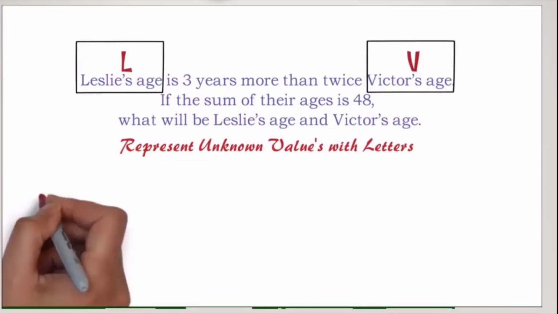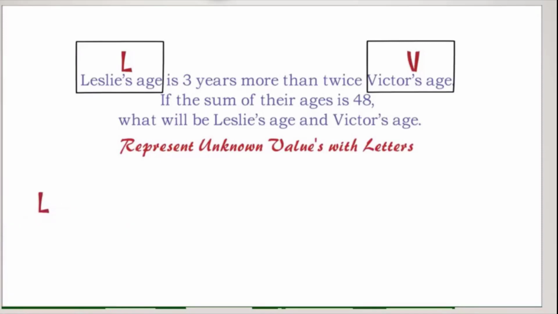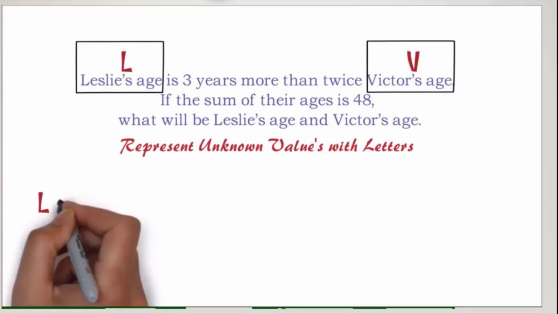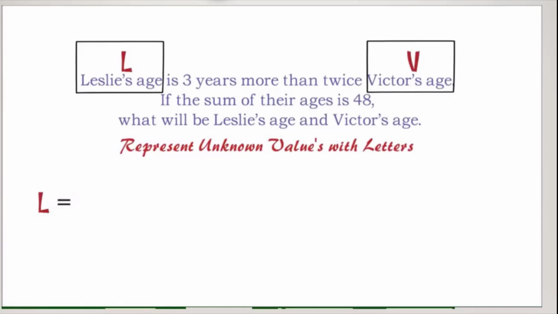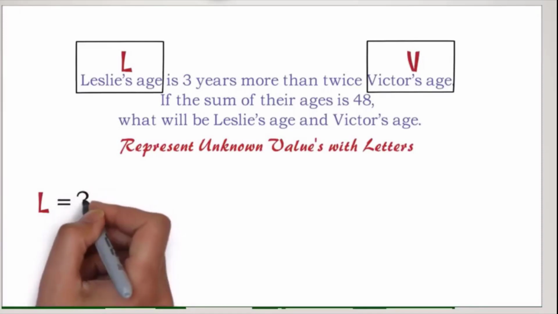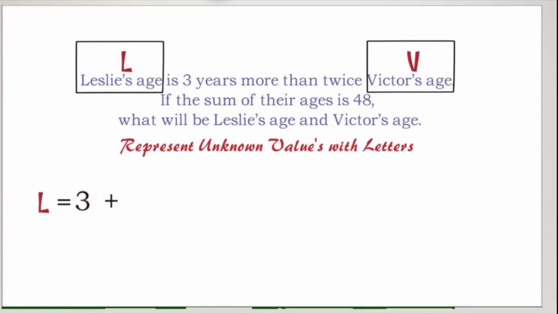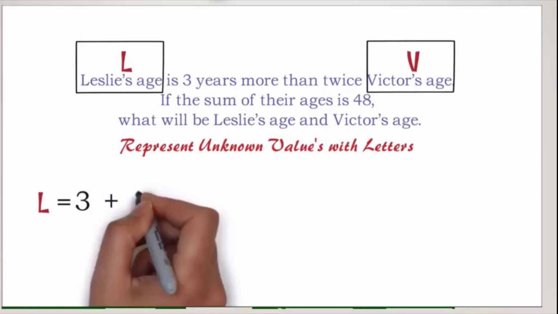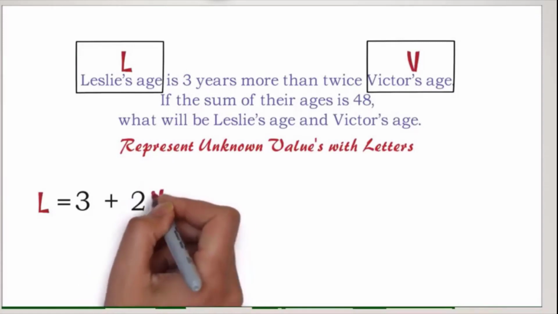Leslie's age, which we represent by L, is, we know that is means equals, 3 years more than. We know more than means addition. Twice Victor's age means 2 times Victor's age. We represented Victor's age with V, so this can be written as 2V.